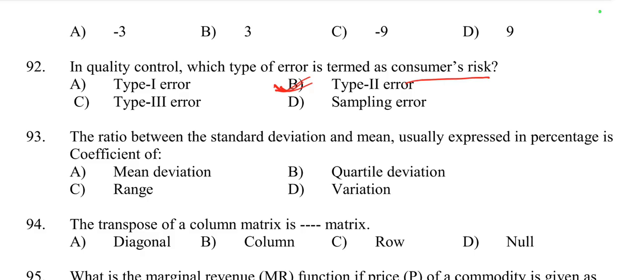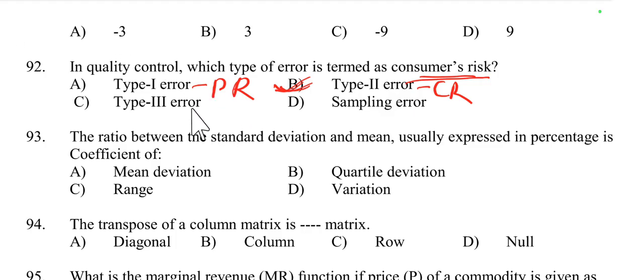Type 2 error is false but accept. Type 1 is true but reject. So type 2 is called consumer risk because a defective product is incorrectly accepted as good. Type 1 error is referred to as producer's risk, where a good product is mistakenly rejected as defective. Type 2 is consumer risk and type 1 is producer risk.